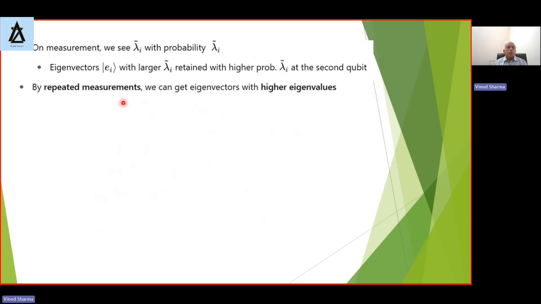How do you obtain these eigenvectors with higher eigenvalues? We can do repeated measurements, and with higher probabilities, we are going to obtain the eigenvectors corresponding to the higher eigenvalues. From that, we can obtain our compressed data.